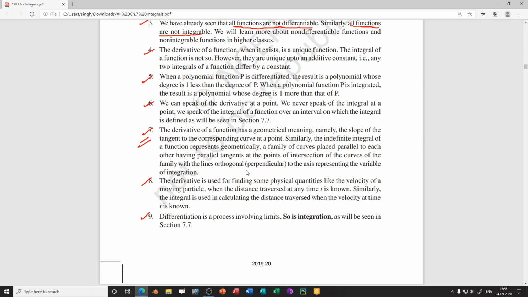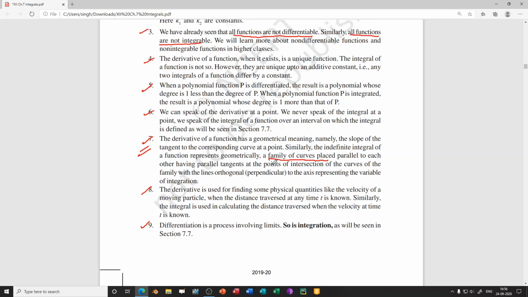Seventh one, that is, the derivative of a function has geometrical meaning, namely the slope of the tangent to the corresponding curve at a point. Similarly, the indefinite integral of a function represents geometrically a family of curves, not one curve but a family of curves placed parallel to each other, having parallel tangents at the point of intersection of the curves of the family with the lines orthogonal to the axis, representing the variable of integration.